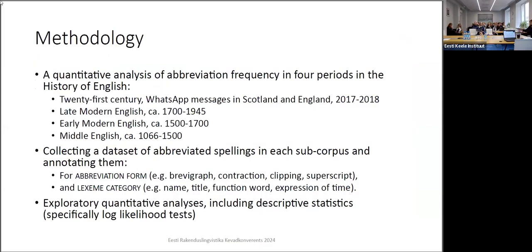The methodology was a quantitative analysis of abbreviation frequency in four periods in the history of English. We had the 21st century, with some WhatsApp messages from Scotland and England sent around 2017, 2018, then Late Modern English, Early Modern English, and Middle English. We collected a data set of abbreviated spellings in each subcorpus and annotated them for abbreviation form and lexeme category. Then we did some exploratory quantitative analysis, including some descriptive statistics, more specifically log likelihood tests.